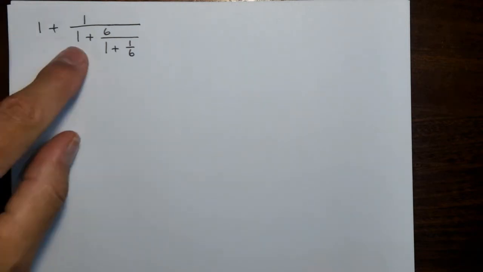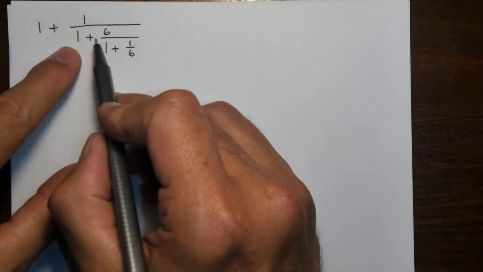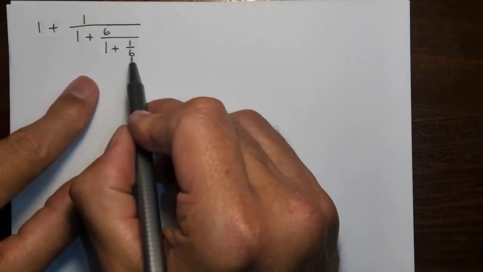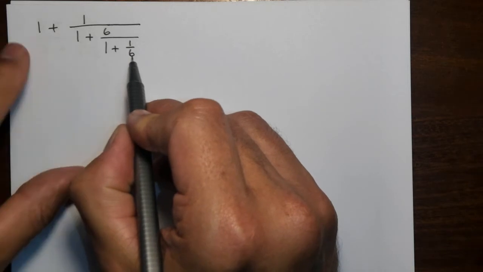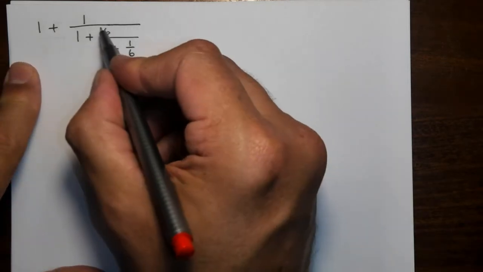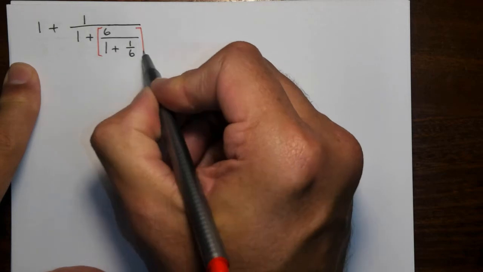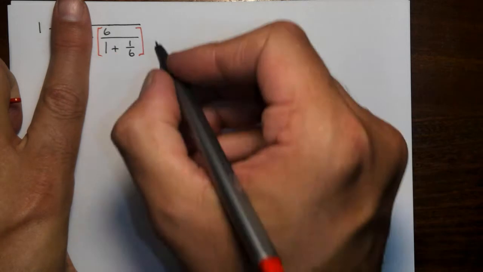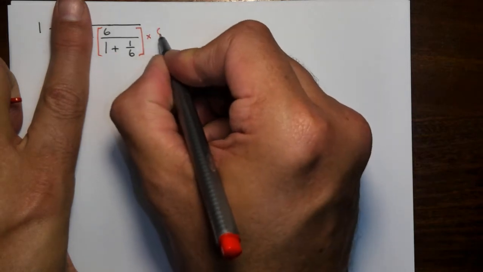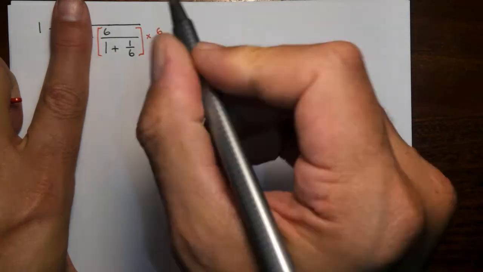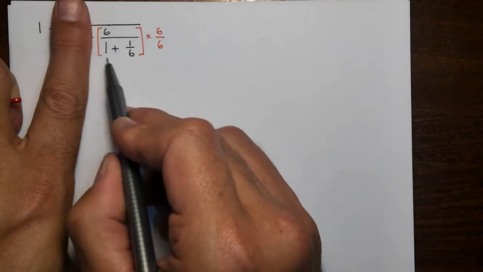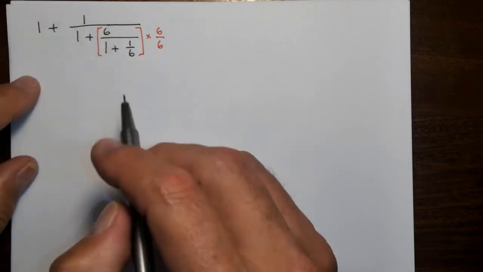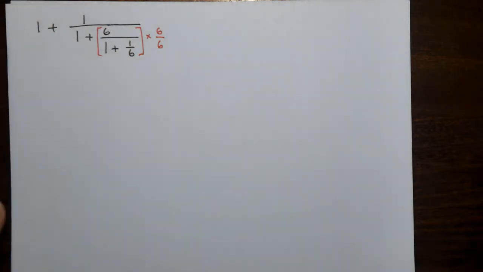I've got 1 plus 1 over 1 plus this ugly fraction over here. The only denominator here is 6. So let me go to this component of my fraction, and I'm going to zoom in on that. The LCD is 6, so if I multiply the top part with 6 and the bottom part with 6, it takes care of this component for now. It doesn't dissolve the complex nature yet. Okay, so let's see what we get.